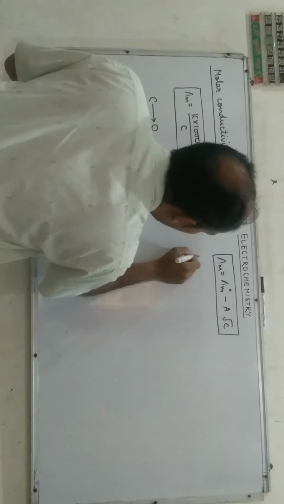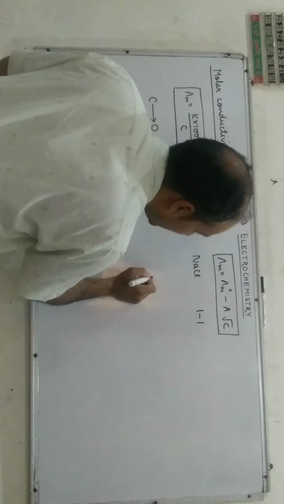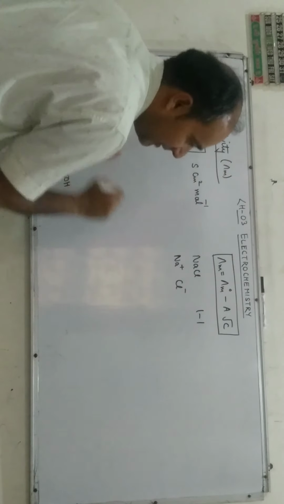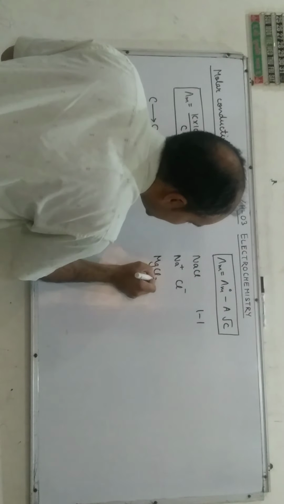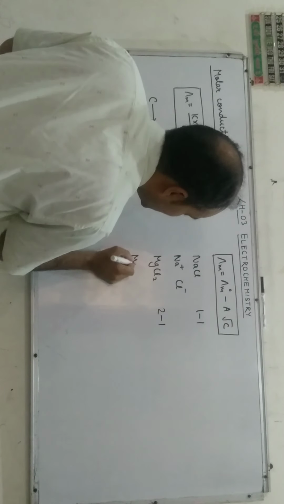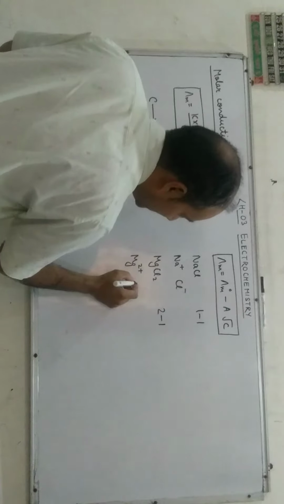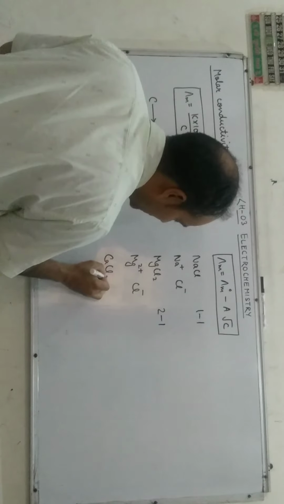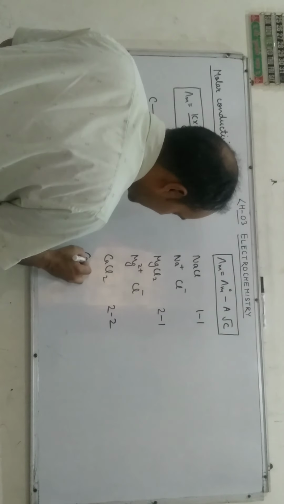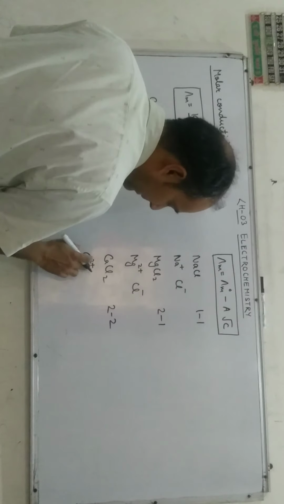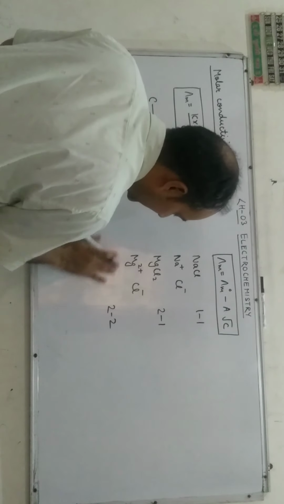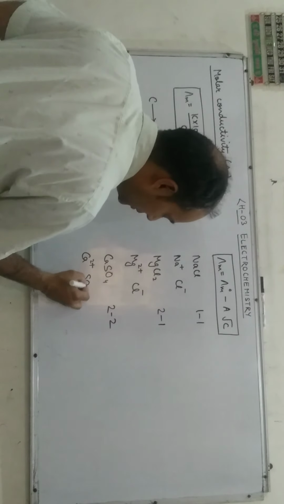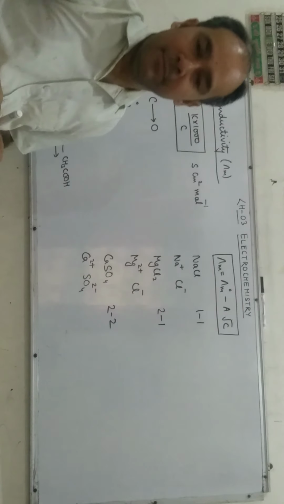For example, NaCl is said to be 1,1 type of electrolyte because on dissociation it produces one Na positive ion and one Cl negative ion. On the other hand, MgCl2 is said to be 2,1 type of electrolyte because on dissociation it produces Mg2 positive ion along with Cl negative ions. On the other hand, CaSO4 is said to be 2,2 type of electrolyte because on dissociation it produces Ca2 positive and SO4 2 negative ions.